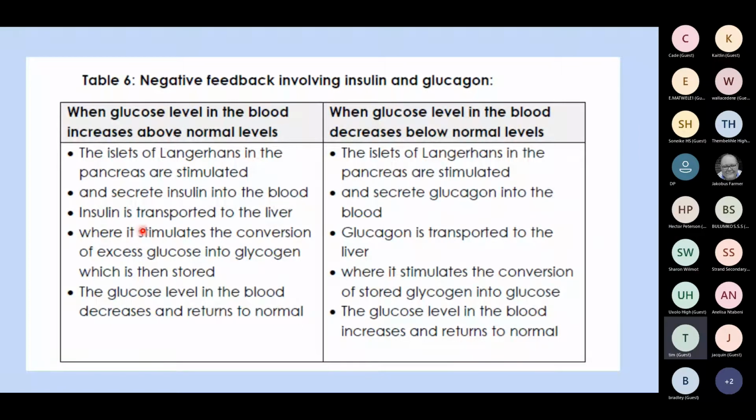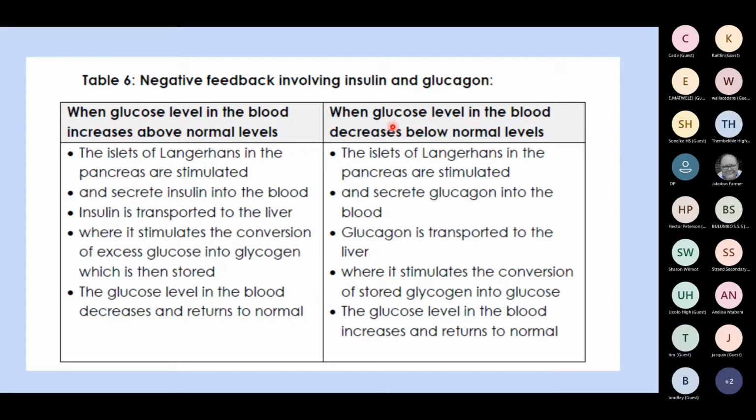Insulin then goes to a target organ, the liver. And the liver stimulates the conversion of glucose into glycogen. So highlight: which gland? Pancreas. Which hormone? Insulin. Target organ? Liver. And what is the function? Highlight: it converts glucose into glycogen. Glucose levels will then decrease and return back to normal.